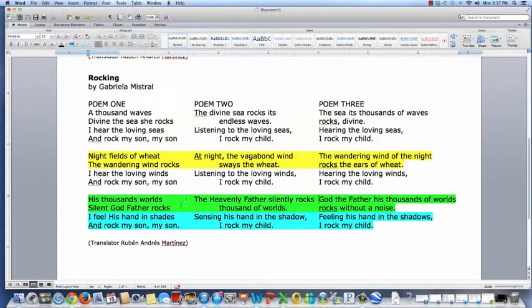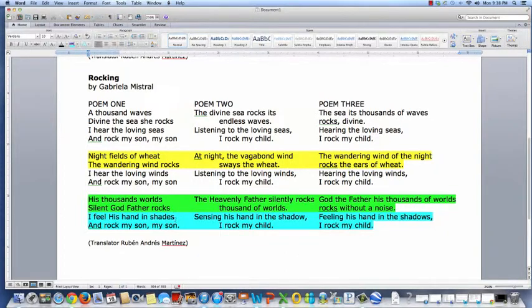I also want you to note this one. This one has silent God the Father. What is the meaning of silent God the Father versus a Heavenly Father who silently rocks versus God the Father, his thousands of worlds, rocks without a noise? The idea of silence in all three of these is slightly different. We're going to move on to the blue, but I'm going to have you talk one more time.